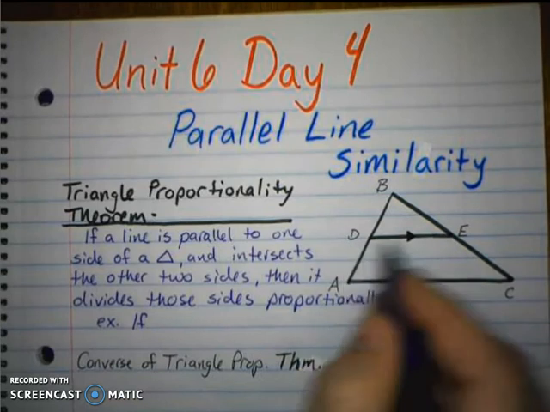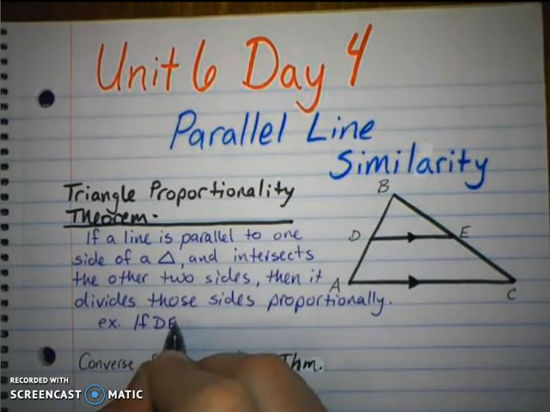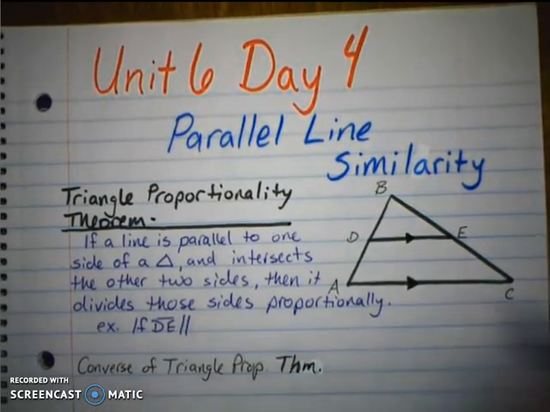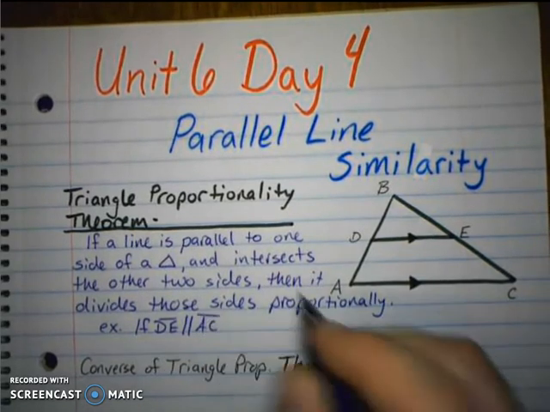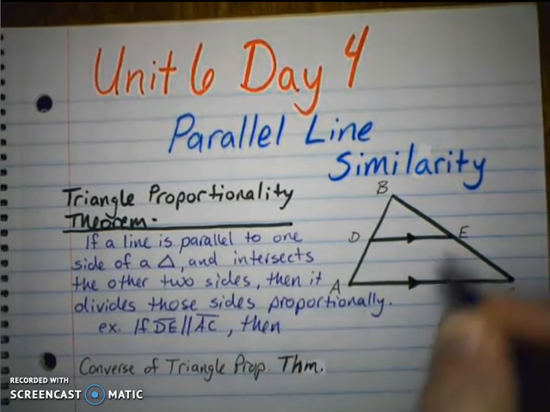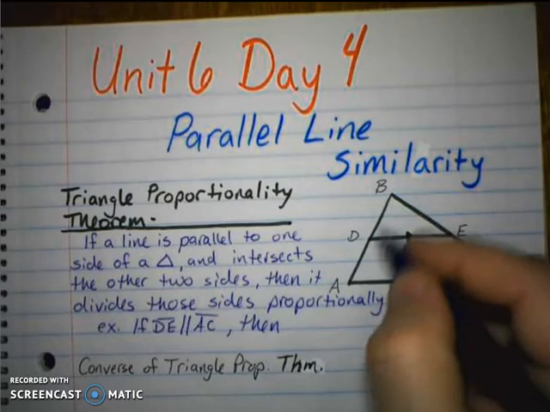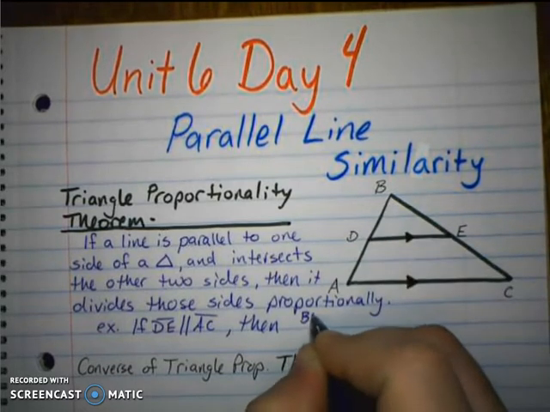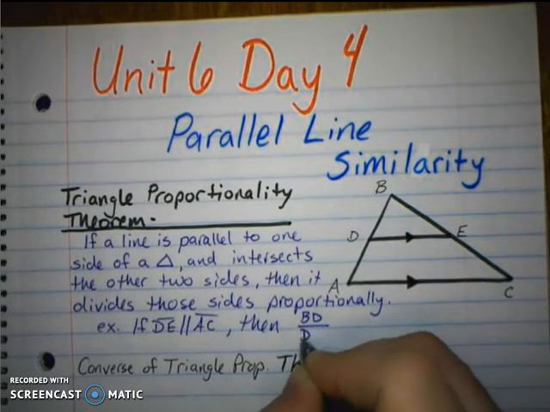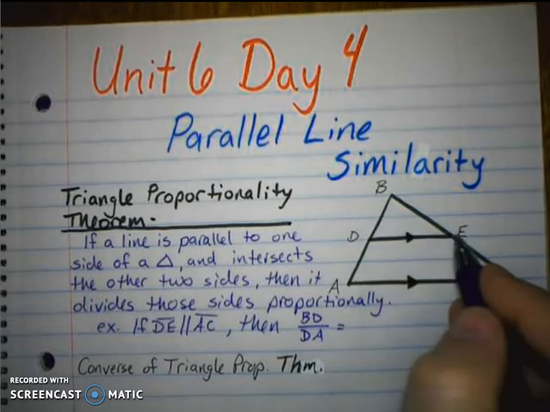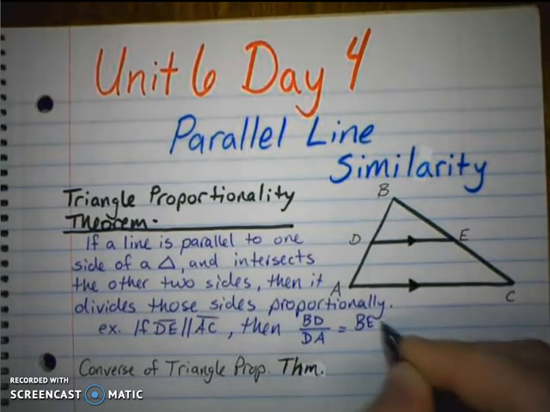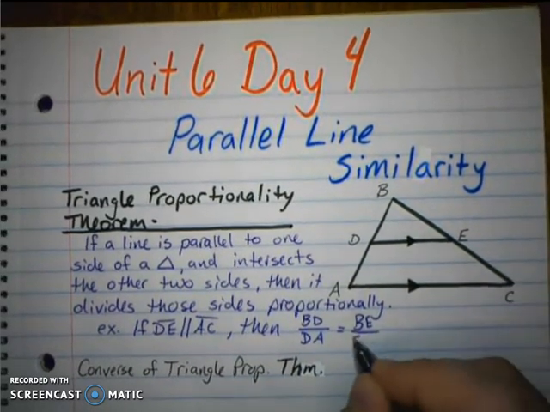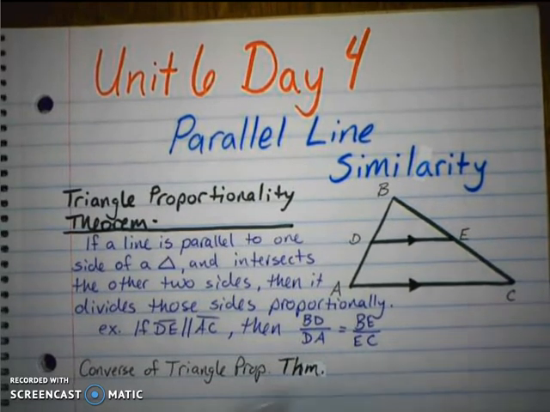Okay, if DE is parallel to AC, then we could write a proportion of these lengths. BD over DA equals BE over EC. Okay?